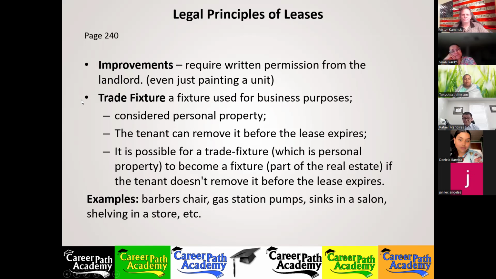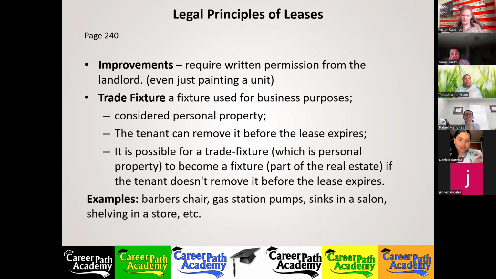Okay, so trade fixtures. These are fixtures used to carry out a business, and trade fixtures are considered personal property owned by the business owner. All right, they're used for business purposes. However, if you don't remove those trade fixtures before the lease expires, those trade fixtures that are left behind become the property. Those trade fixtures become fixtures.